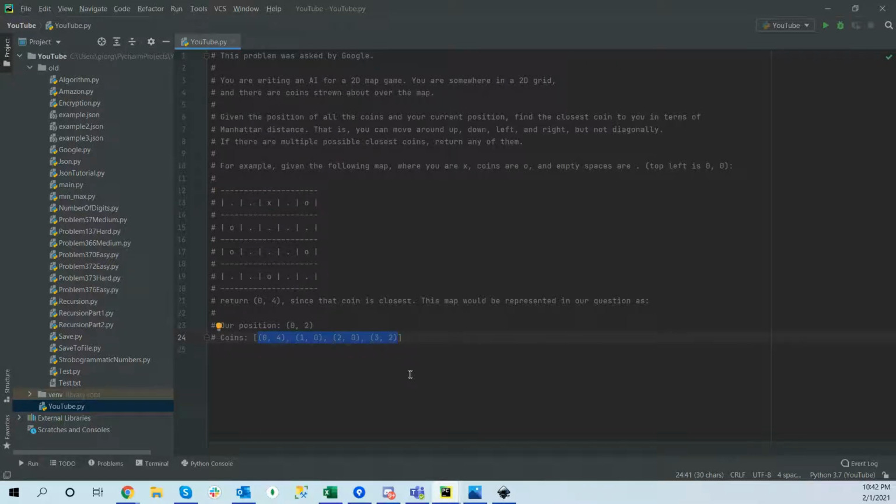And so, we need to write a function that would find which coin is the closest. Not to the origin, but to our position.